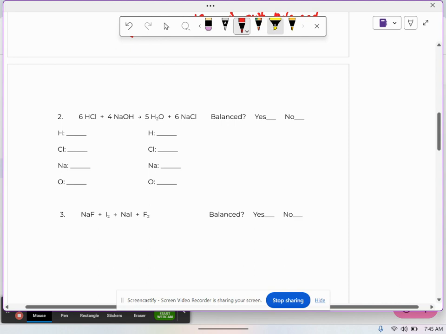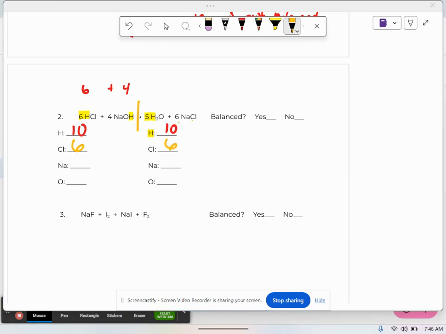Okay, I have hydrogen. I have 6, but there's also another hydrogen there, so that's 4. And so then when you have those together, you would make sure you add them if they're separated. So we have 10 there. Okay, and then I keep going. I have 10 here. Okay, let's keep on going. So now we're on to chlorine. I have 6 on the left. And how many chlorines do I have on the right? 6. Okay, so far so good.